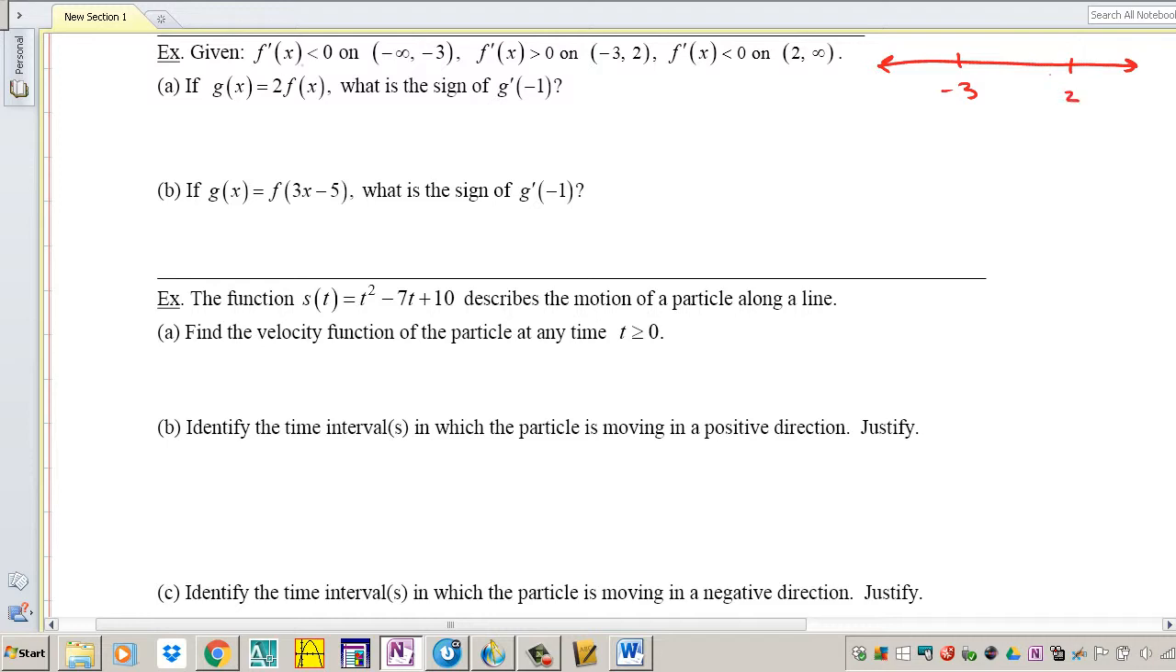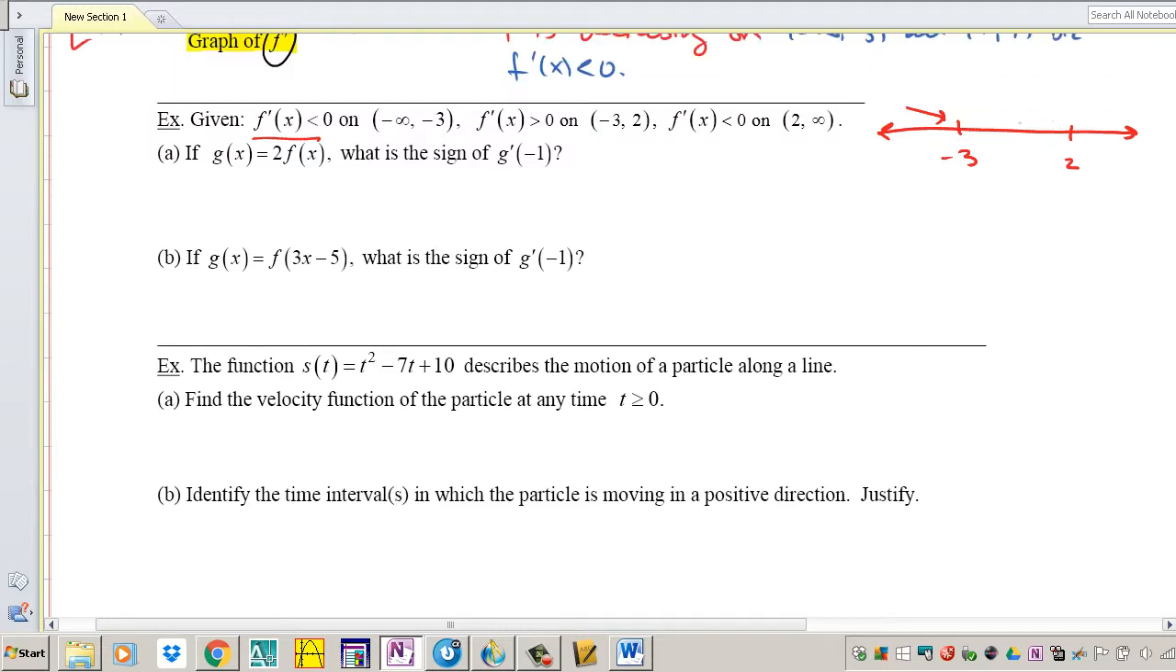It says here f prime is negative, which means it's decreasing from negative infinity to negative 3, and then increasing from negative 3 to 2, and then decreasing from 2 to infinity. So already you know that this is a min, this is a max. I haven't even started the problem yet, but I already have a good picture of what's happening with the slopes.